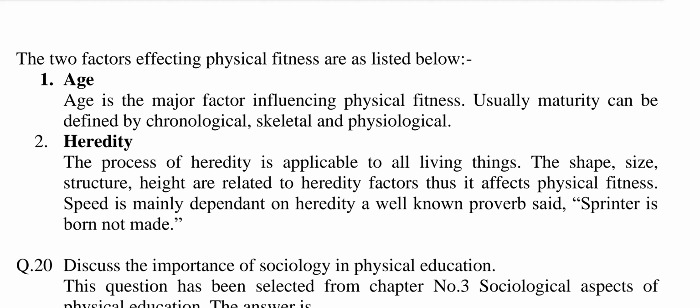Number 2, heredity. The process of heredity is applicable to all living things. The shape, size, structure, and height are related to heredity factors. Thus, it affects physical fitness. Speed is mainly dependent on heredity. A well known proverb says, sprinter is born, not made.